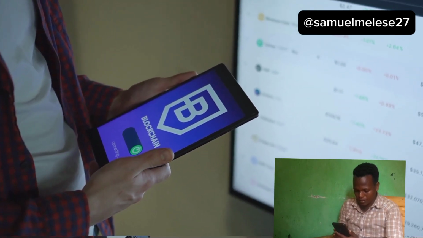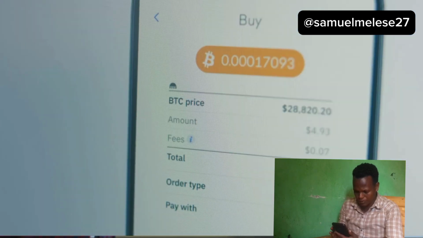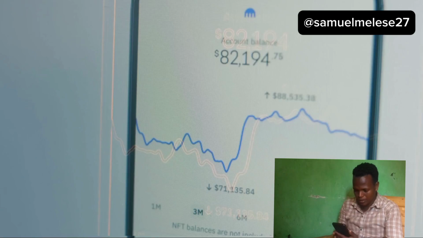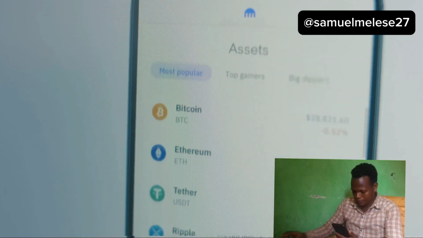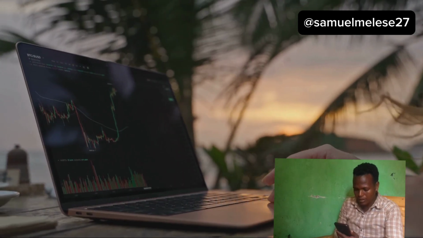Selecting the wrong network for your transfer, such as choosing Ethereum when a faster and cheaper alternative is available, can result in unnecessary delays and fees. Furthermore, each exchange may have specific requirements for incoming transfers, such as destination tags or memos, that, if overlooked, can lead to your funds being lost or stuck in transit.